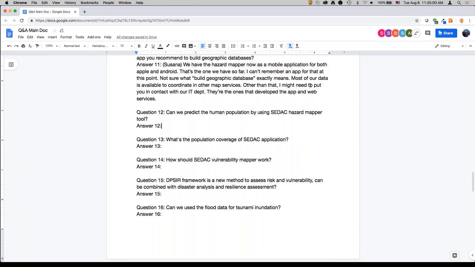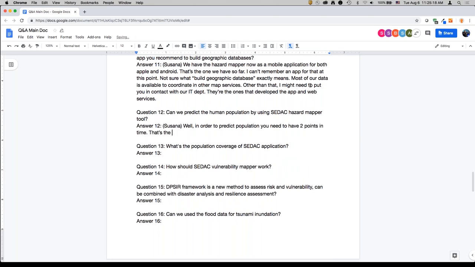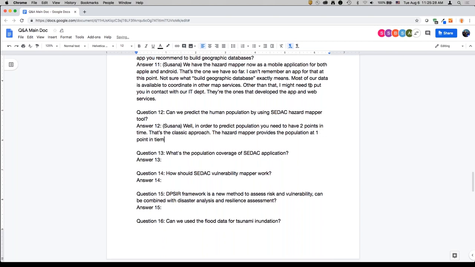In terms of question number 12, can we predict the human population by using the CDAC hazard mapper tool? Well, in order to predict population, you need to have 2 points in time. That's the classical approach. So the CDAC mapper provides the population at 1 point in time, I think. At this point it is 2015.